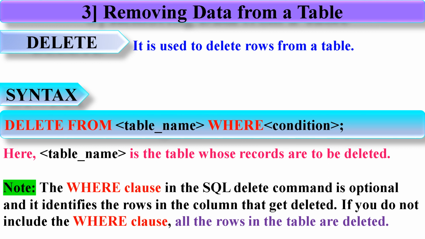Let's learn about removing data from a table. The delete statement is used to delete rows from a table. The syntax is, delete from table underscore name where condition semicolon. Here, table underscore name is the table whose records are to be deleted. Note that the where clause in the SQL delete command is optional and it identifies the rows in the column that get deleted. If you do not include the where clause, all the rows in the table are deleted.